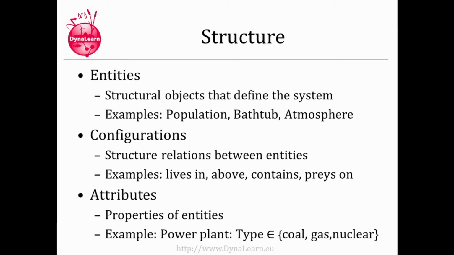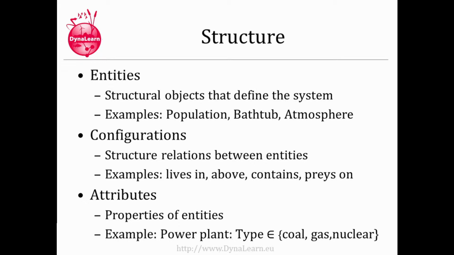There are three types of structural ingredients. Entities are structural objects that define the system. Examples of entities are a population, a bathtub, or the atmosphere. Configurations are structural relations between entities.